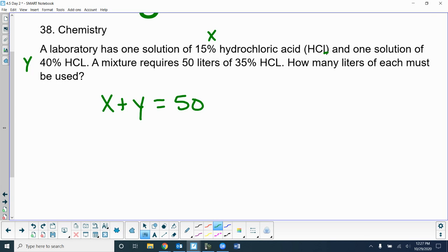Okay, so like I said, when it's percentages in a problem, change it to a decimal. So what's 15% as a decimal? 0.15. So we're going to have the 15% and so many liters of it, and I'm going to add it to the 40% and so many liters of that will give me what? 35% of how many liters? 50. So we need both numbers here. Oops, not 40, sorry.